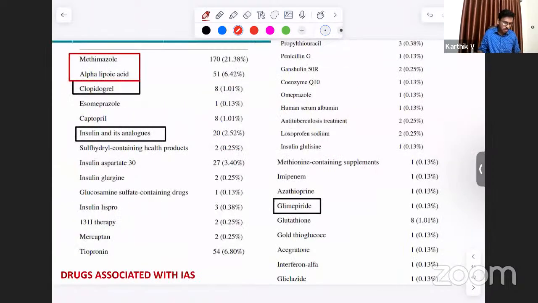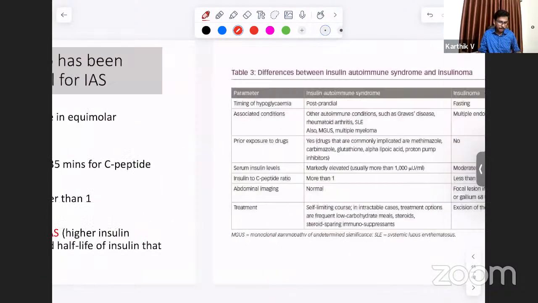Right. So, which are the important drugs that can precipitate Hirata? Three important drugs you should keep in mind: methimazole, alpha lipoic acid, and clopidogrel. Methimazole, as you know, is the anti-thyroid drug. So methimazole, alpha lipoic acid, and clopidogrel are the most common drugs associated with insulin autoimmune syndrome.